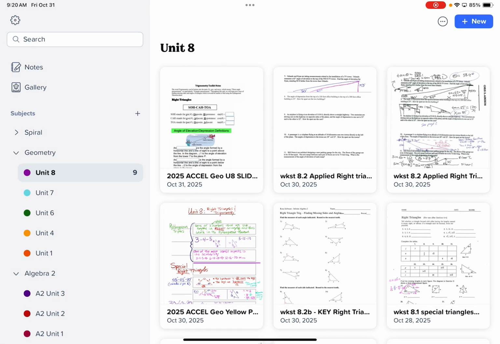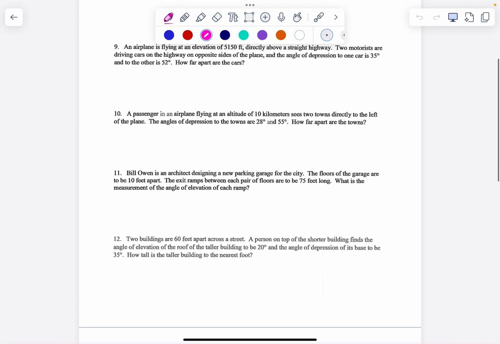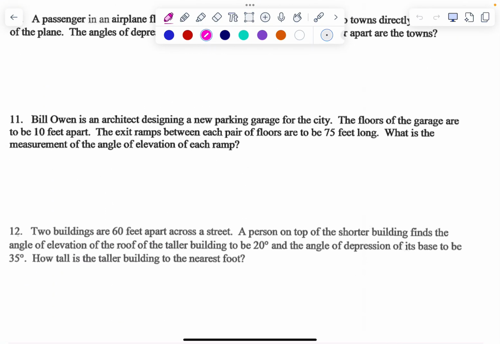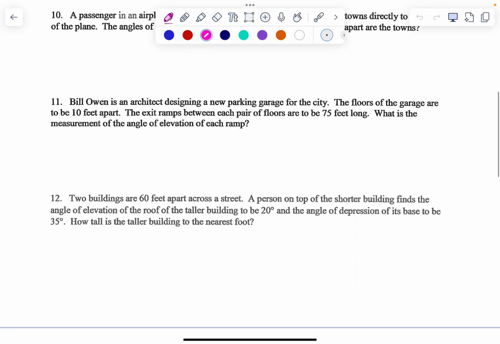Let's do a quick check on the homework. Before we do that, we're going to do number 11, the Bill Owen architect problem. These are not going to be on your little quiz, but they will be on your test, so might as well make sure we're doing okay with them.